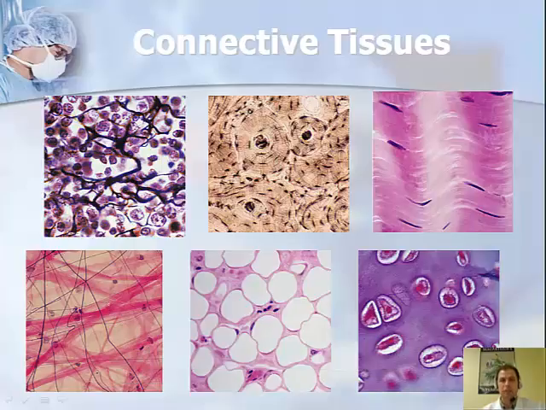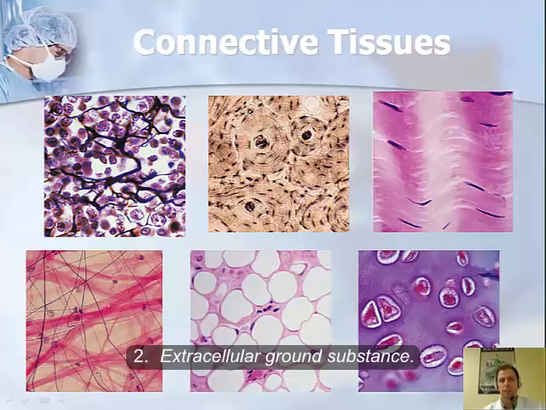A second defining feature of connective tissues is the presence of an extracellular ground substance. The ground substance is a highly viscous fluid, and this fluid is surrounding cells, surrounding those proteins that are also embedded in the extracellular domain. And that fluid contains proteoglycans and glycoproteins.